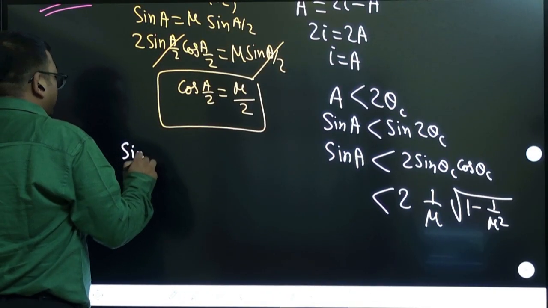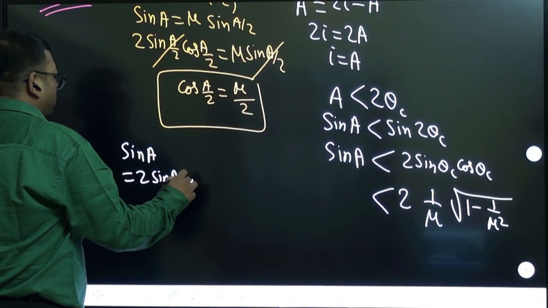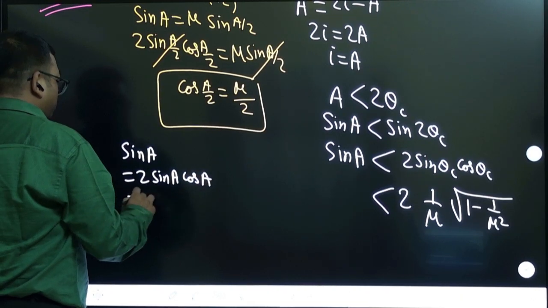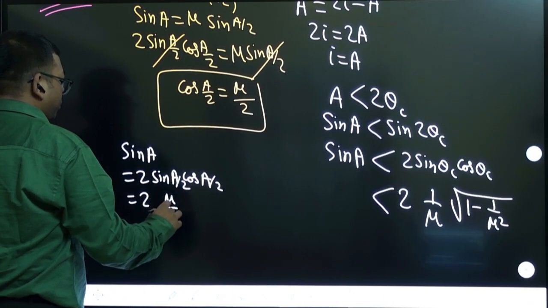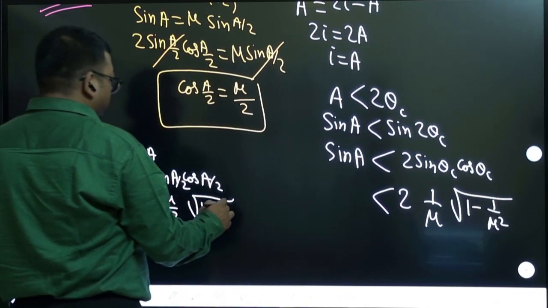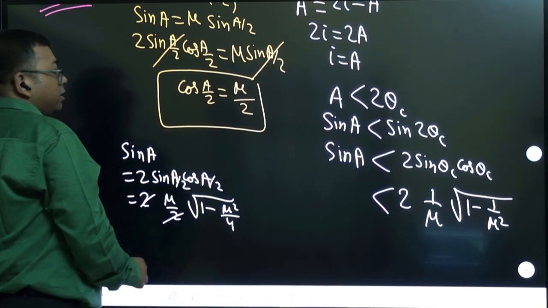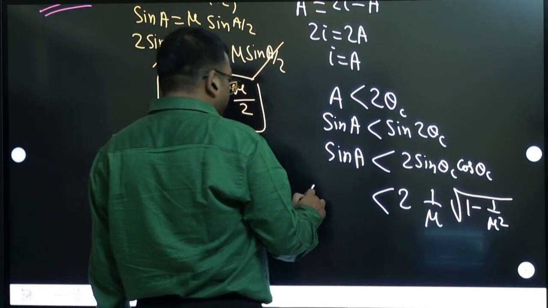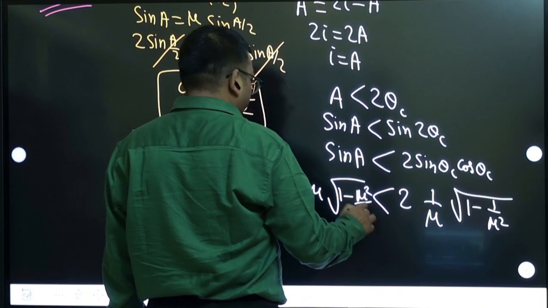Because sine A can be written as 2 sine A by 2 into cos A by 2. So this becomes mu by 2, and cos again becomes root under 1 minus mu square by 4. So the 2 will get cancelled, and it will become mu times root under 1 minus mu square by 4.